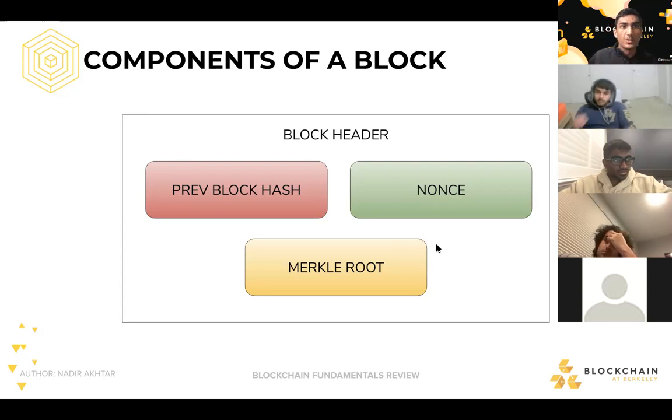Then a nonce, which, as I explained before, is like a security feature. In this case, the nonce is the solution to the proof of work puzzle. Do not worry about that. But importantly, we have the Merkle root. The Merkle root is what verifies the contents of the block.